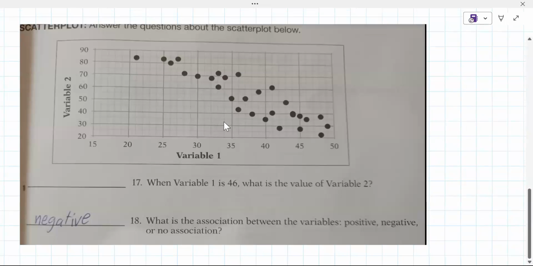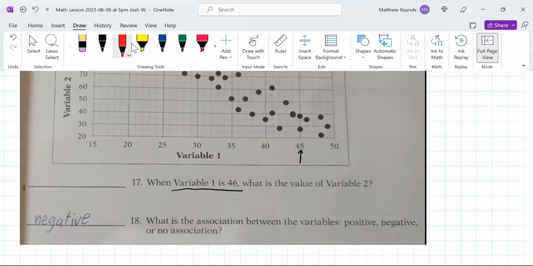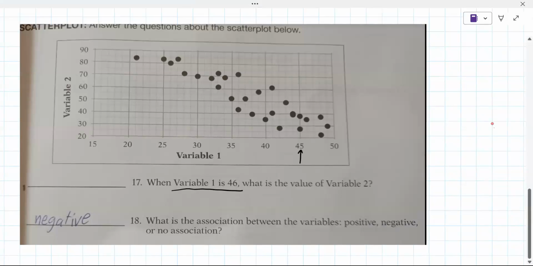All right. It says when variable one is 46. Here's 45. So where is 46? Is it to the left, right, up, down? Left. Okay. Each one of these boxes is one though. So that's 41, 42, 43, 44, 45. Where is 46 relative to 45? It's not left. It's the next one. So next one, yeah.